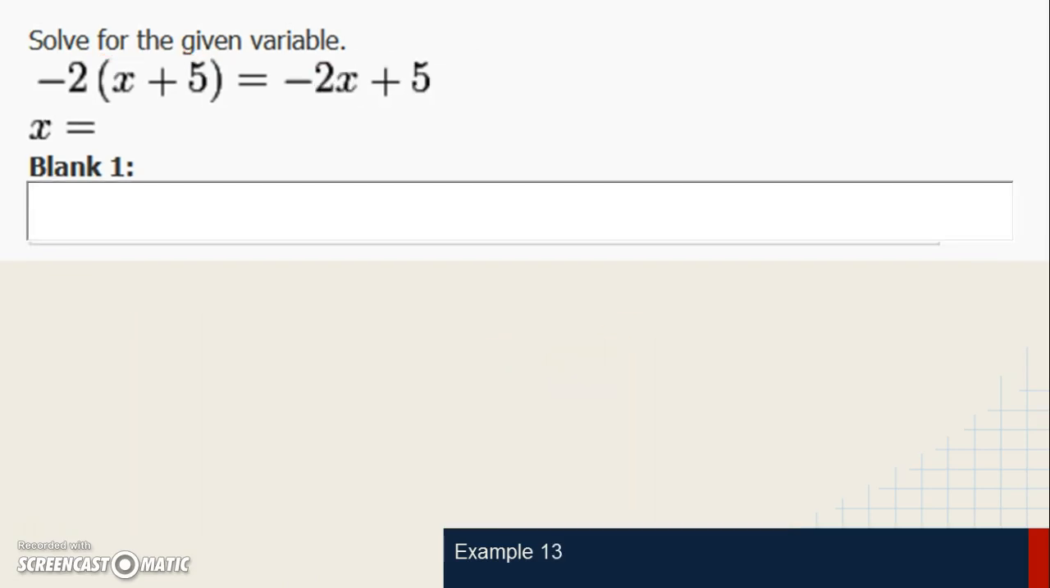This is our last example. We don't have time for it, but it's just like the others. Distribute, combine like terms, use inverse operations.